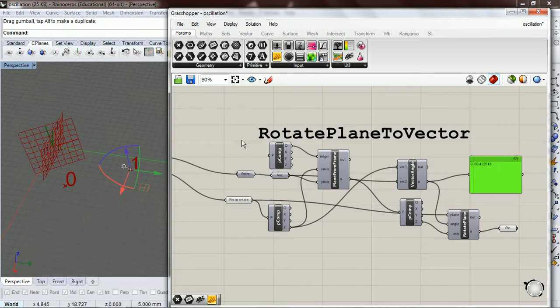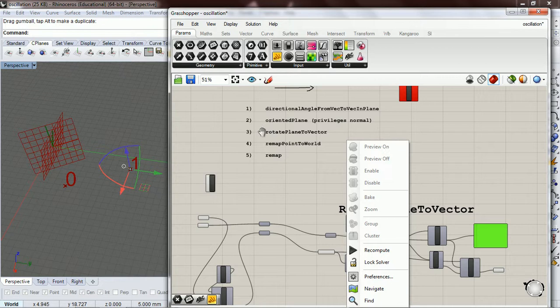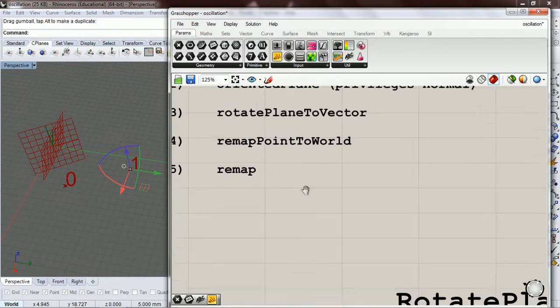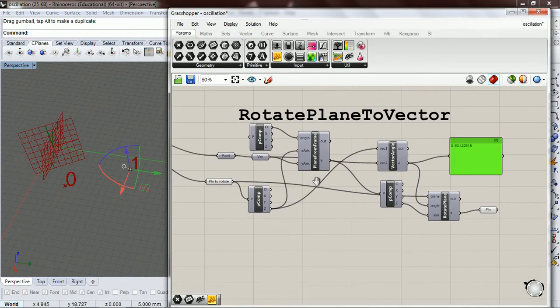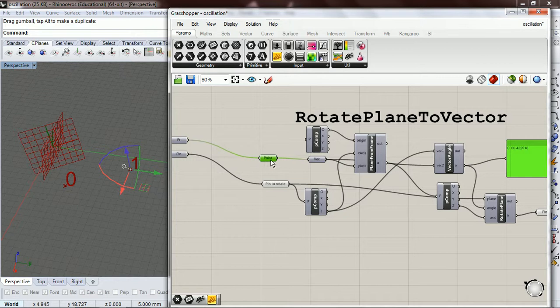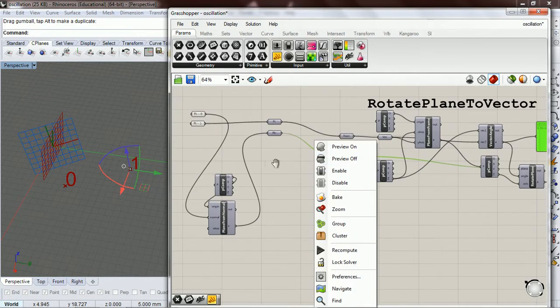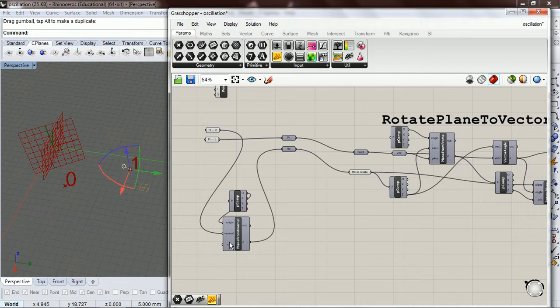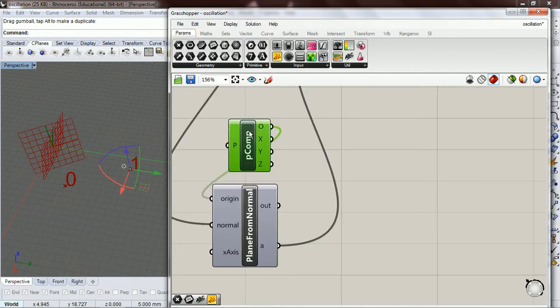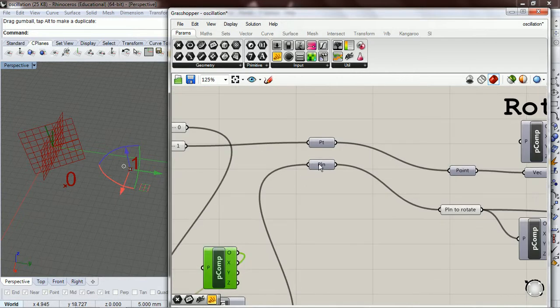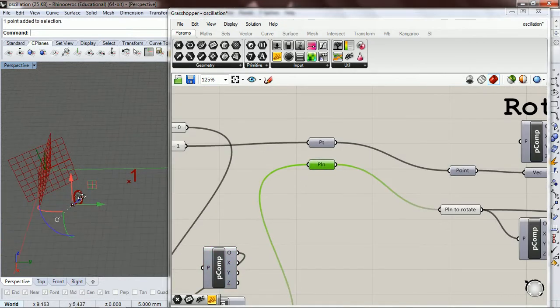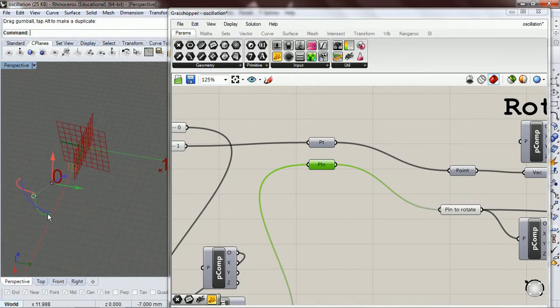Okay, so with this video I'm going to talk about the third method that we want, rotate plane to vector, and I'll show you what it does. If you look over here, we have a point and a plane that we want to rotate. I just hooked up plane from normal and gave it the world origin, and so that's the plane that we're going to rotate. It's pointing towards 0. So the normal is 0.